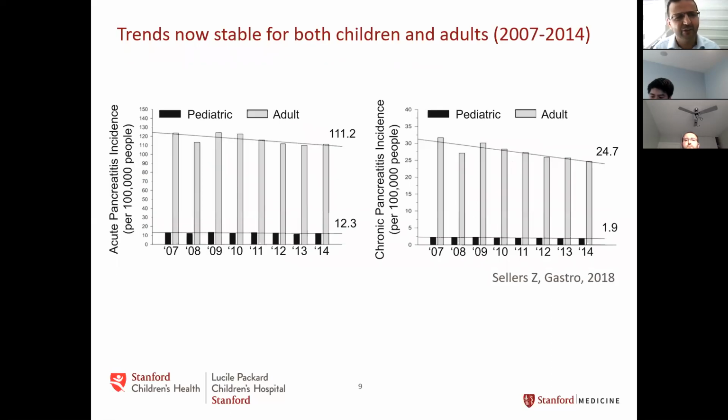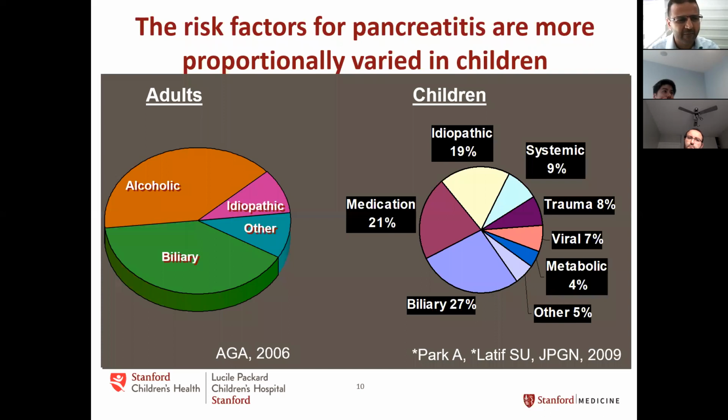What they also showed is that in both age groups, the trends for the incidence of acute pancreatitis have really stabilized. About 15 years ago, there seemed to be an increase in the number of cases, and from 2007 to 2014, the last 10 years, the trends have roughly stabilized. It's not clear why they increased and why they stabilized, but those are the empiric data.